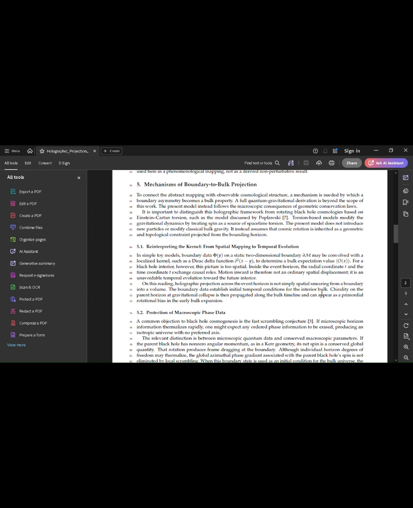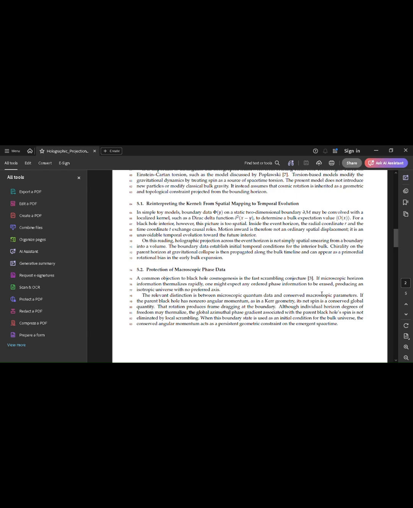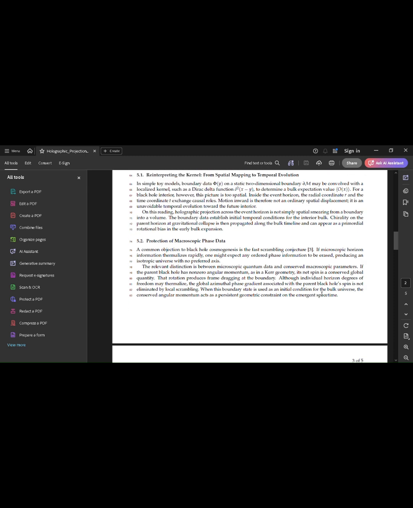Imagine the 2D boundary of our universe, not as a static wall, but as a dynamic surface possessing a built-in directional bias, a continuous chiral flow. The smearing kernel acts as a macroscopic projection lens. It mechanically propagates that 2D directional data inward, smearing it into the 3D bulk spacetime.